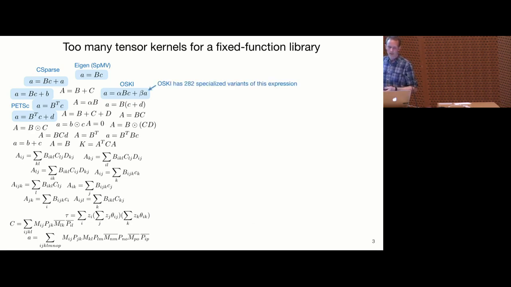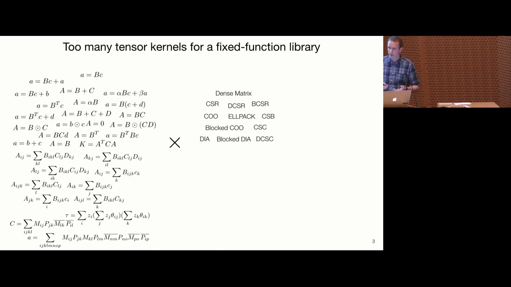And in fact, in the OSKI library, this matrix vector multiplication expression has 282 specialized variants, where you have different values of the alpha and beta scalars and different block sizes for the sparse matrix. And the reason they implemented all these 282 variants is to get better performance.